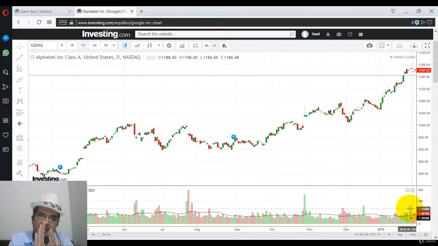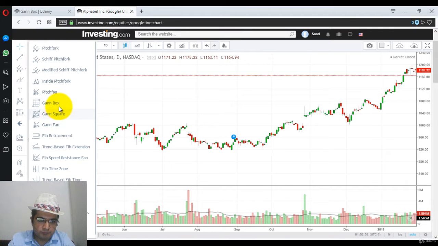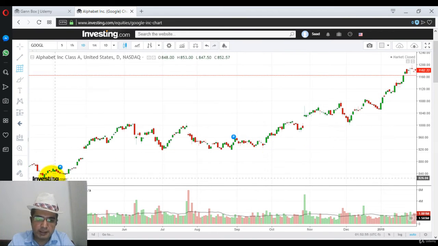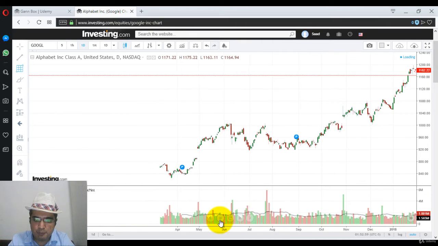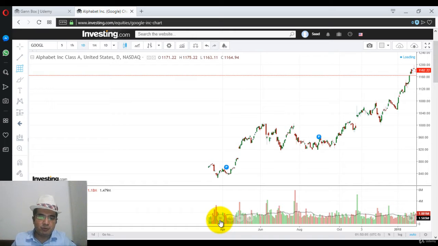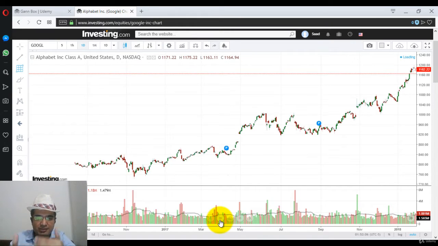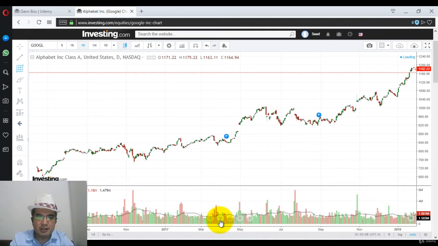Hi guys, let's discuss Gann Box on the daily chart. I'm selecting Gann Box and I'm selecting a major low with a major high. Now to select a major low to major high, you need to zoom out just to see all the lows on the chart. Because once you see them, then you will be able to understand what's happening.